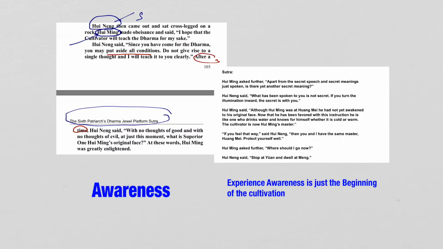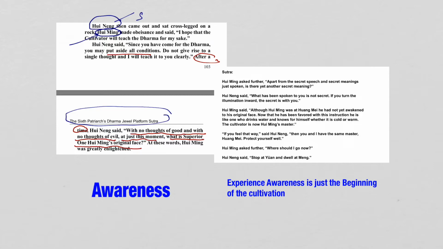And then the Sixth Patriarch said, with no thoughts of good and with no thoughts of evil, at just this moment, that is Hui Ming's original face. It just said that. So after a while, it's like this: Hui Neng said, now you put away all the conditions, now do not give rise to a thought, and then Hui Neng quieted down, waited a little while, and then he told Hui Ming.